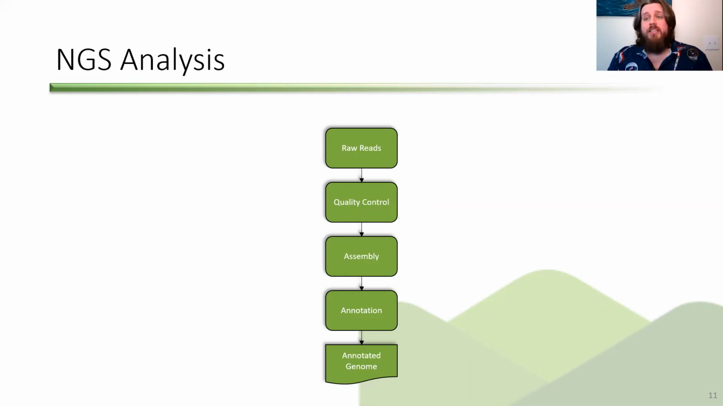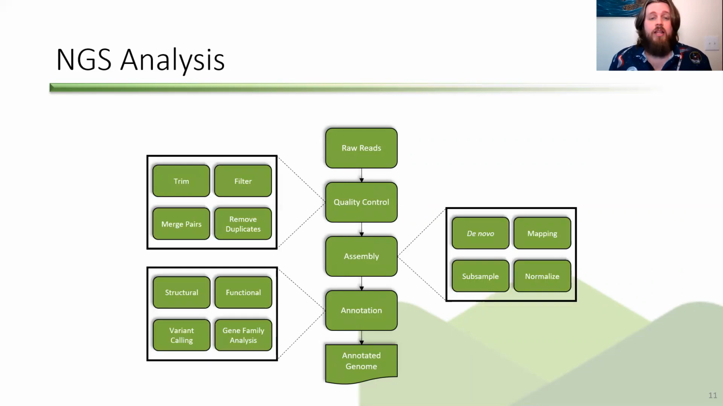You assemble these reads together into a contig. You take that contig and you annotate it and look for genes. And of course, there are a lot of different things that go into each of these steps, depending on what you're doing, what technology you're using, what you need it for.